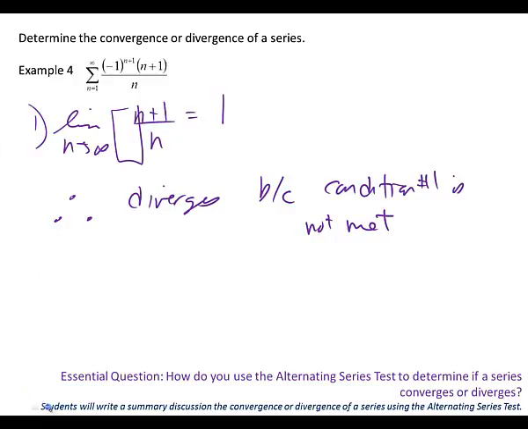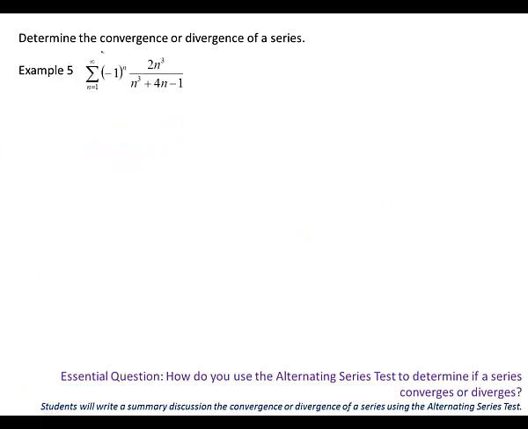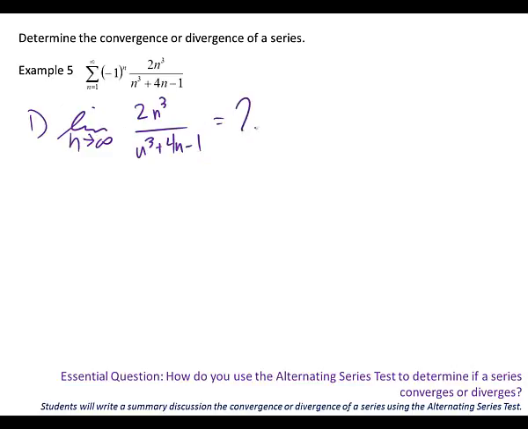All right, we good with 4? All right, is number 5 alternating? Yeah, we've got the indicator for alternating. Okay, so let's try our limit on this one. Limit as n approaches infinity of 2 to the n cubed over n cubed plus 4n minus 1. What's that limit? 2, so what happens? Diverges. I'm not going to write the reason on that one because it's the same as the last one. We like it when it's like that, right? It's way easier.